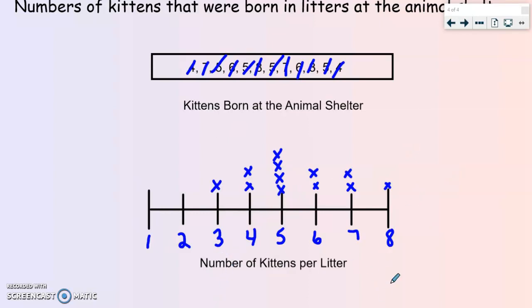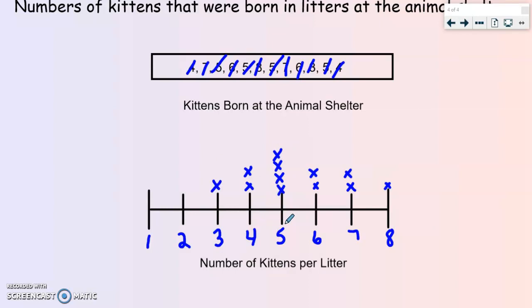And I can interpret this by understanding that none of the litters had 1 or 2 kittens. I'm going to maybe take a guess that most of the time, 8's kind of an out there number, that not too many litters have 8 and not too many have 3. 5 seems to be pretty common.